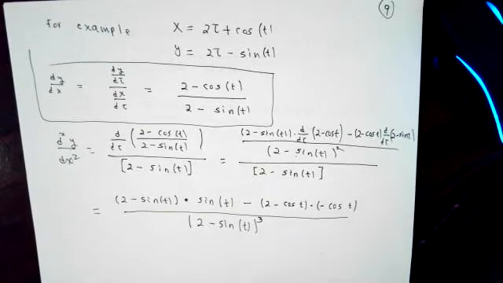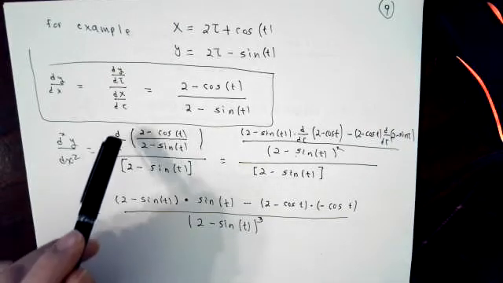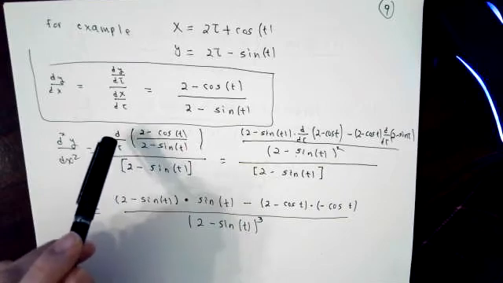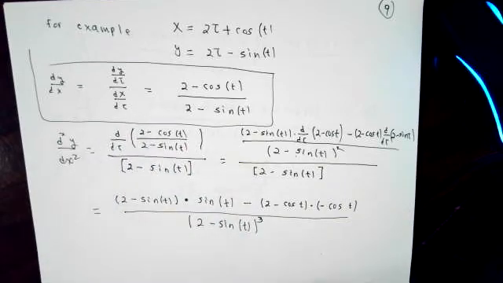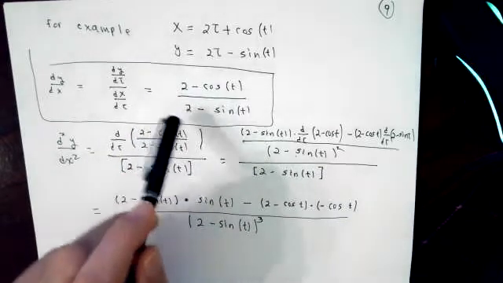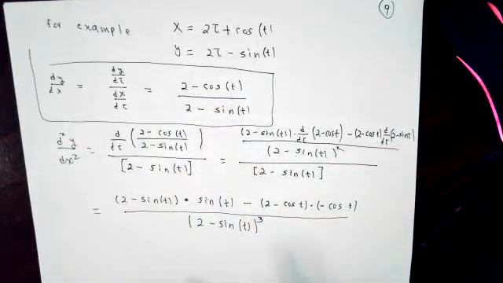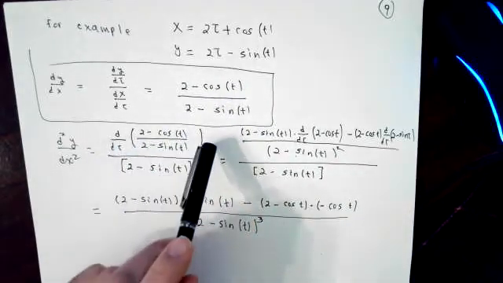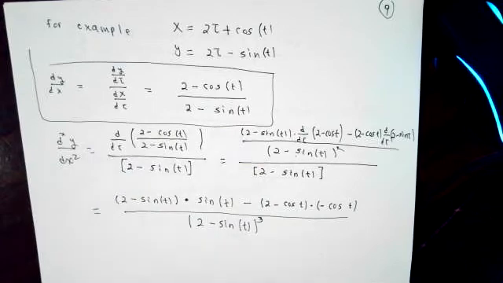If I want to calculate the second derivative, I've got to take the derivative with respect to t of dy dx, which we just figured out a moment ago. I have to figure this derivative, and then I have to divide that by dx dt, which we've already calculated once when we did the first derivative. So I'll just write the answer down again.